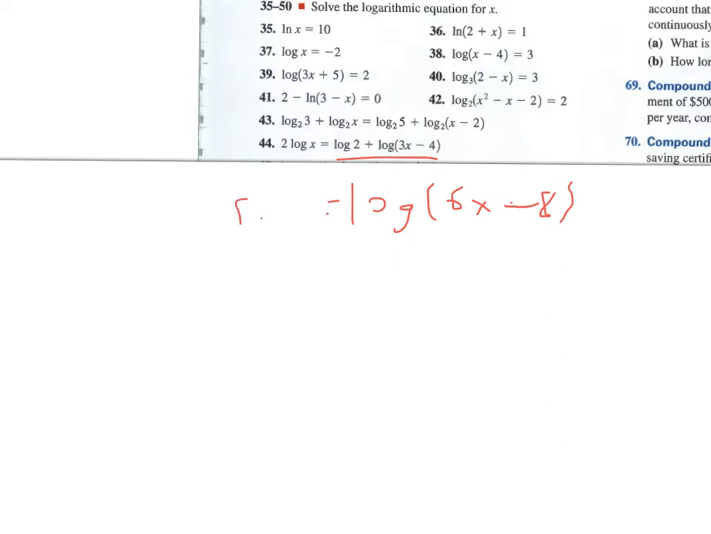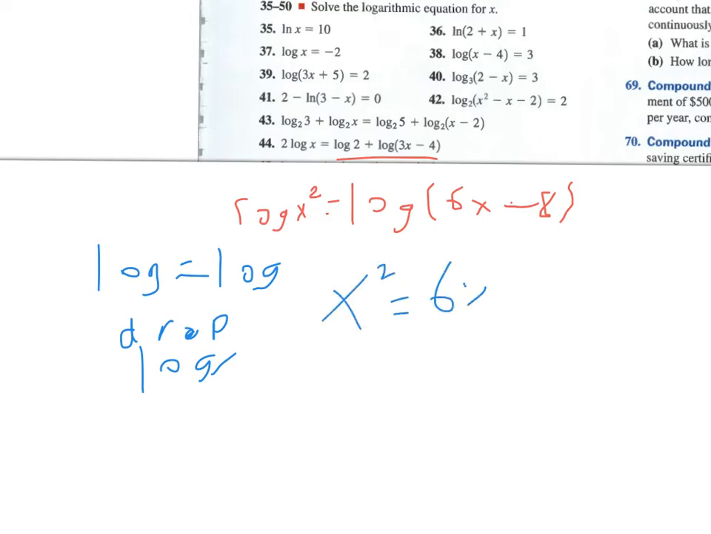And then on this one, I would take that 2 that's out front and make it an exponent inside. So that's going to be x squared. All right, now a rule on this: when we have log equals log, you're allowed to just drop the logs. You cannot do that if it's log equals a number. But in this case, when it's log equals log, you can just drop them. So what I can do then is call this x squared equals 6x minus 8. Since the logs were the same, I can just get rid of them. But you've got to combine them into one each.